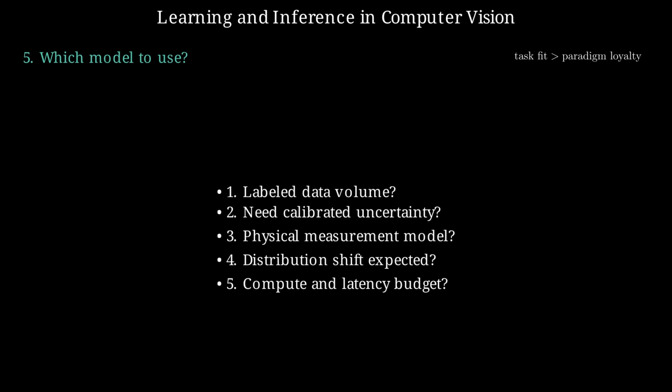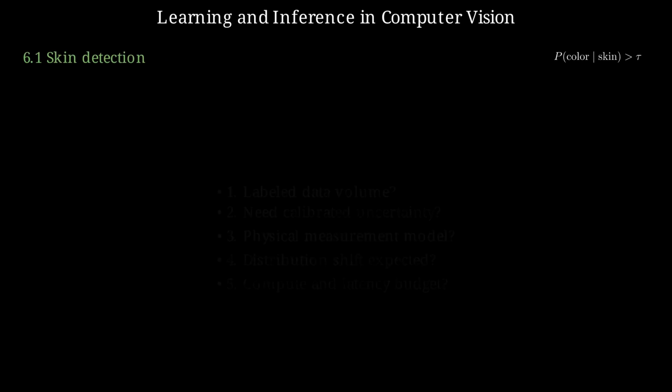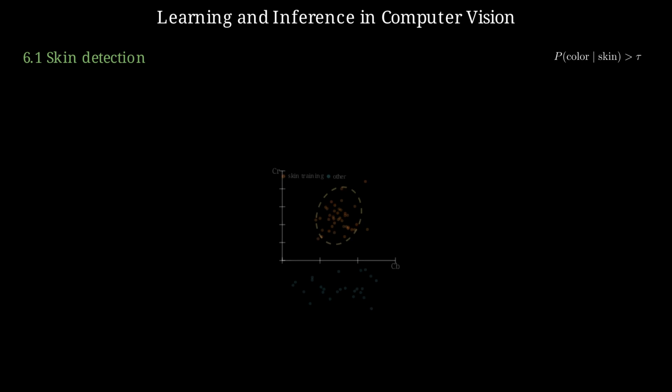Answering these 5 questions usually points clearly toward one paradigm or a deliberate hybrid. Section 6. Applications. We now ground the theory in 2 classical vision pipelines. Skin detection asks, which pixels belong to human skin? Applications include face and hand tracking for human-computer interaction, content moderation, and priming face detectors in video conferencing. Skin color occupies a relatively compact region of color space, though lighting, ethnicity, and makeup introduce variation.